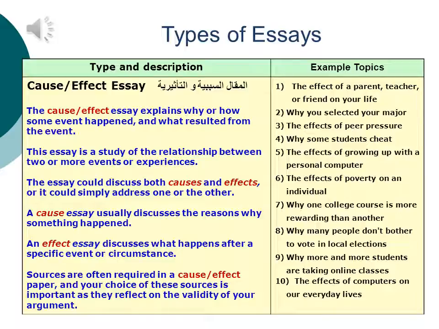A cause essay usually discusses the reasons why something happened. An effect essay discusses what happens after a specific event or circumstance. Sources are often required in a cause-effect paper, and your choice of these sources is important as they reflect on the validity of your argument.